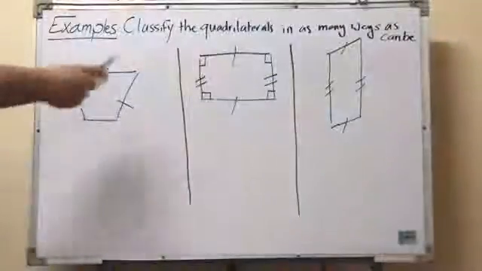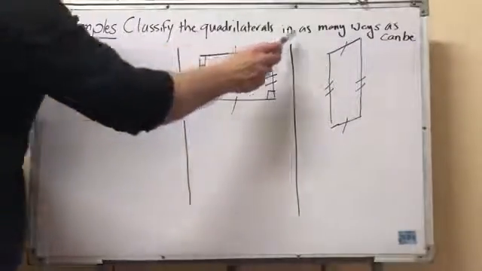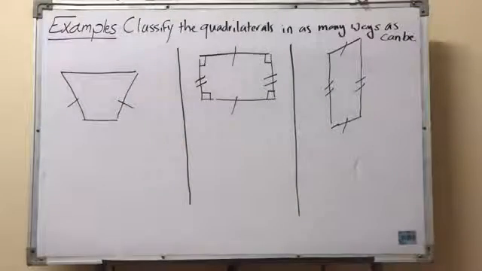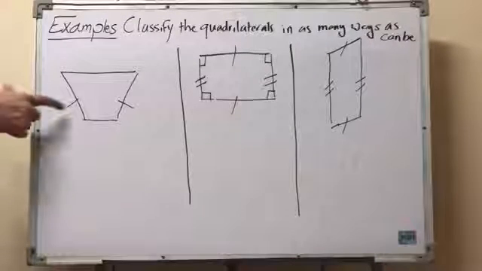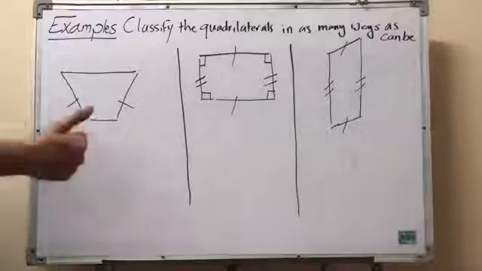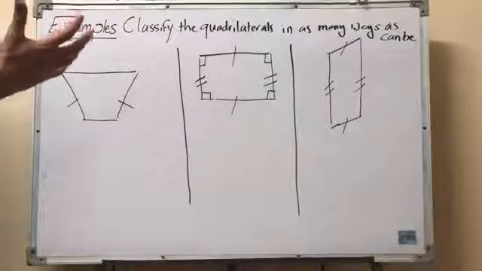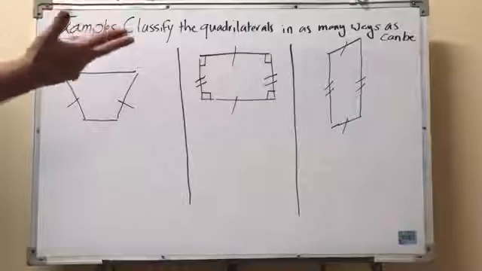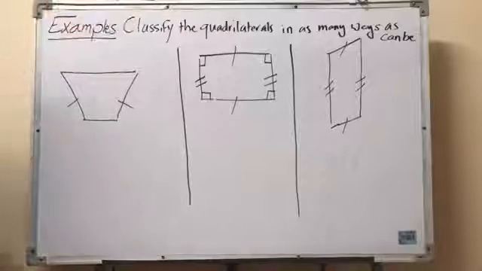Here we have 3 examples. We are supposed to classify the quadrilaterals in as many ways as possible. Let's take a look at this one. What is the name of this quadrilateral? Which shape is it? Now we know that we have 5 special shapes of quadrilaterals: trapezoid, parallelogram, rectangle, rhombus, and square.